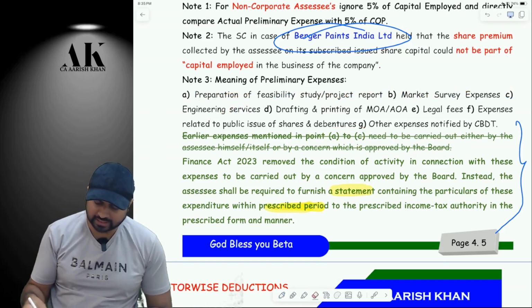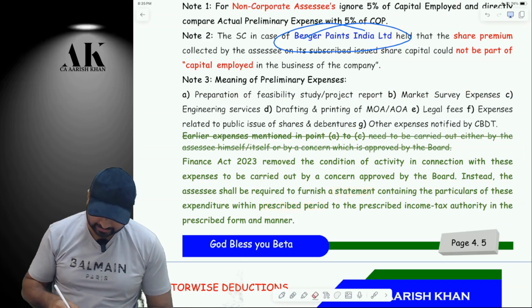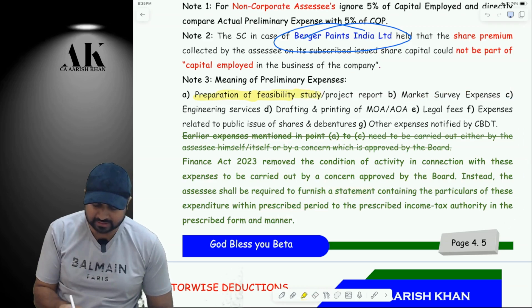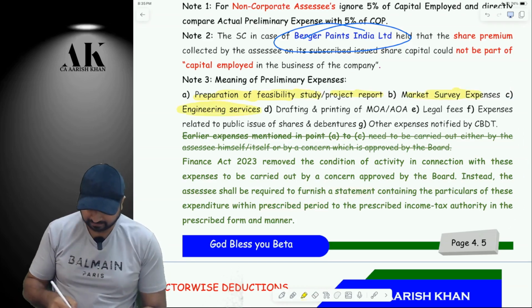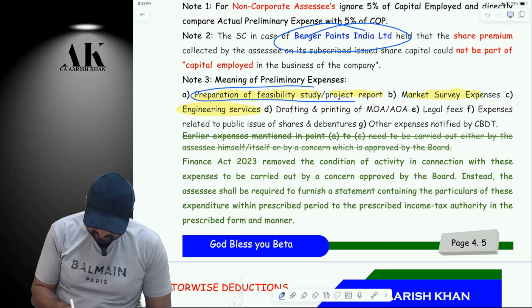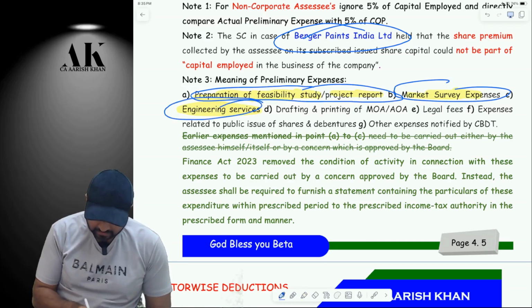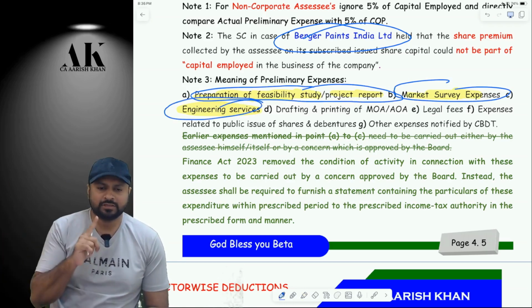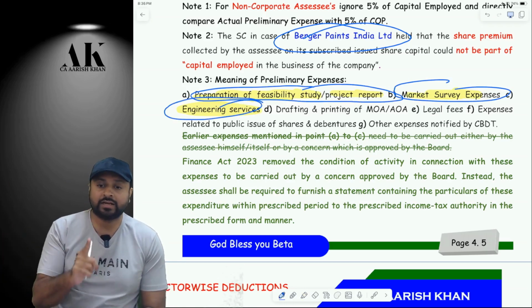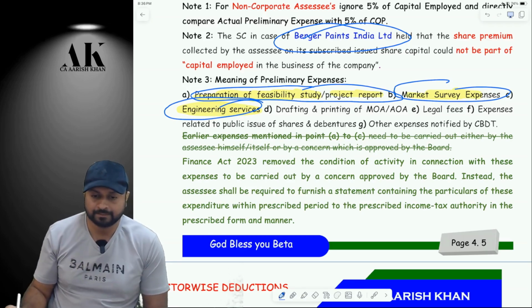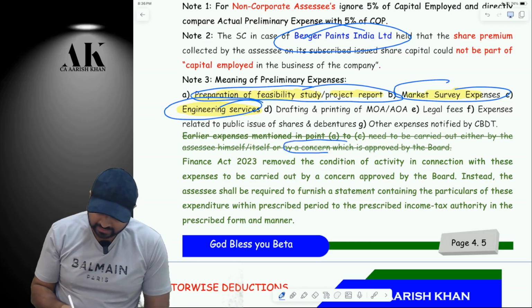So in this section, there are certain expenses, like I am highlighting that. Preparation of feasibility study, project report, market survey expenses, engineering services. This and this. Now, what used to happen till last year? These expenses were allowed if it is conducted by an approved concern. So it was allowed if it is conducted by an approved concern.